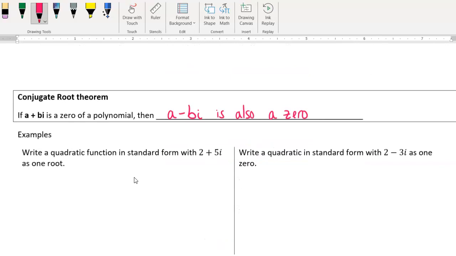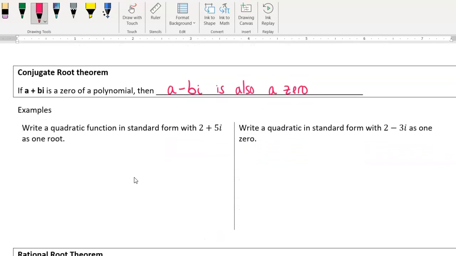So that's just a review of the quadratic formula. Let's get into what we're going to be doing today. The first thing that we need to understand is what's called the conjugate root theorem. All that tells us is that if they tell you that a plus bi is a 0, then its conjugate, a minus bi, would also be a 0. So what does that mean? Well, we can use that to write something as a quadratic.